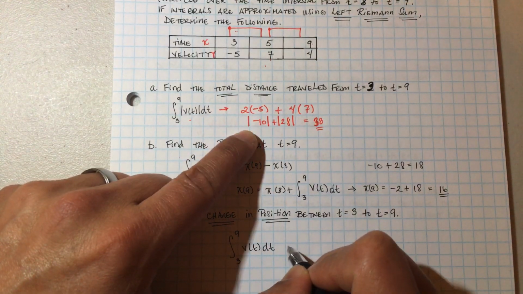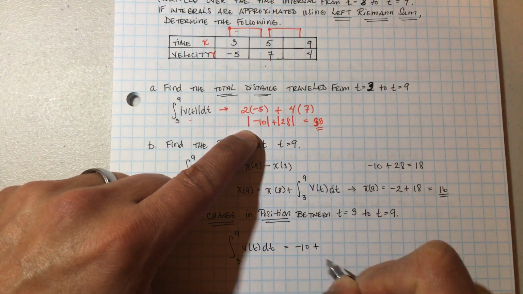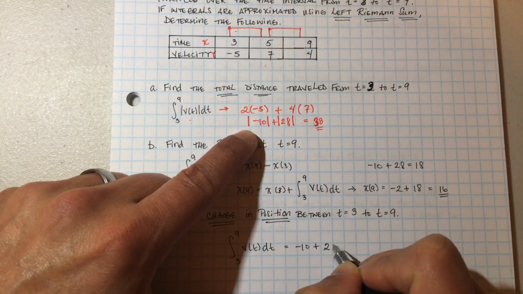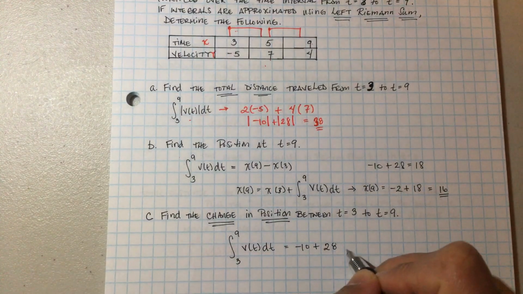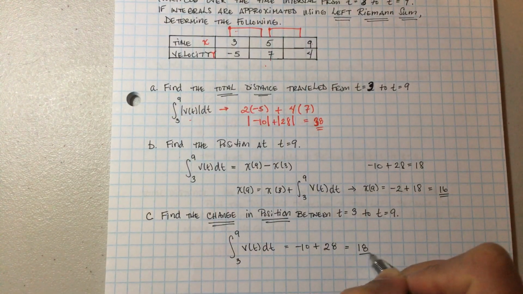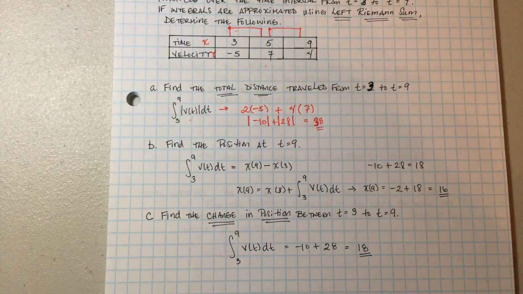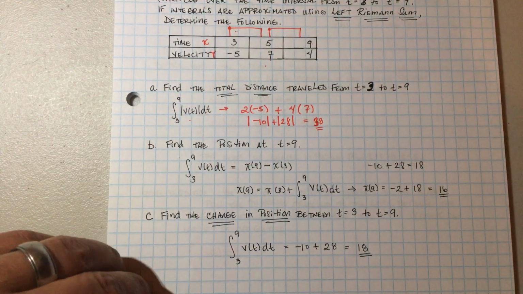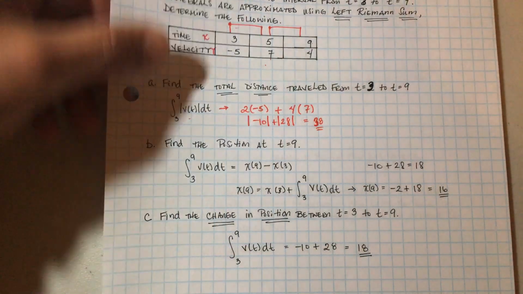Okay, so it's going to be -10 plus 28. The change in position is going to be 18. So that's how far it traveled from its location, from 3 to 9. Just those two distances, 18 units. Okay. All right, let's keep going, guys.